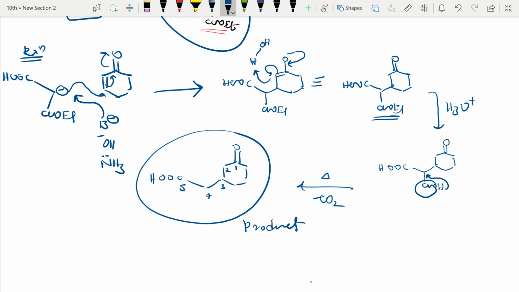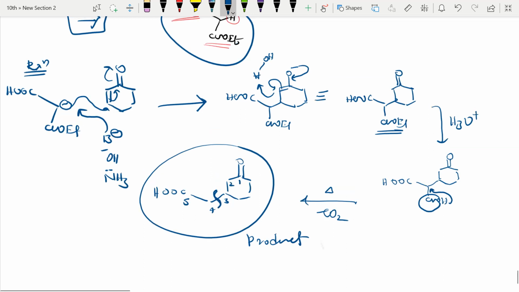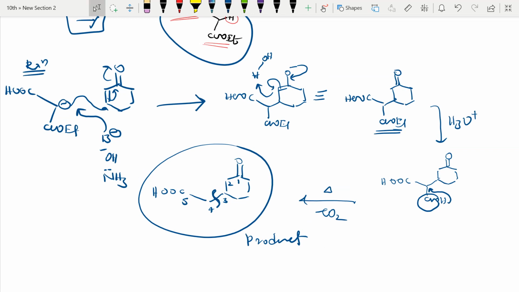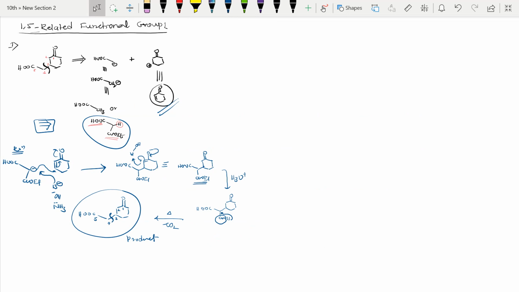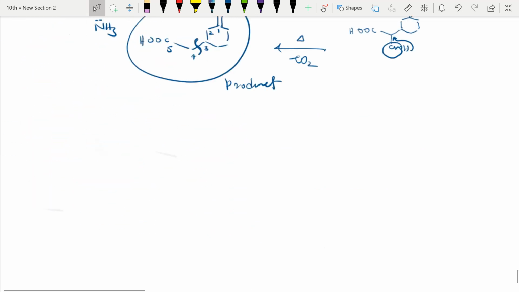Whenever there is a 1,5 difunctional group, that is a dicarbonyl compound, I have told you here that you need to split. Why here? Because we can do these reactions as I have shown. So this is about Michael addition in 1,5 related functional groups. Let us see a few more examples. So let me take this second example.